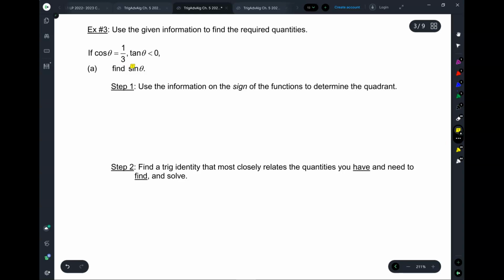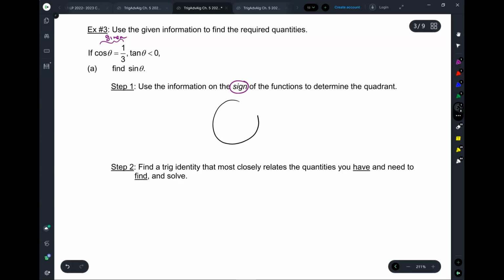If cosine of theta is equal to 1/3 and tangent is less than 0, we need to find sine of theta. Okay, so this is what we're given here, and we need to find sine of theta. The first step for these is always to use the information on the sign, plus or minus, to determine the quadrant. So here's what we're going to do.